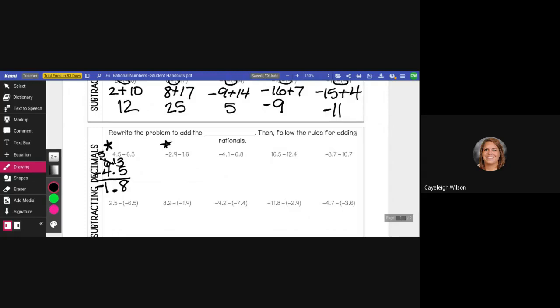I'm going to do this one now. So negative 2.9 minus 1.6. So it's a negative 2.9, and it's also a negative 1.6 because the minus sign means that number is negative. So those are both negative, so it's same sign, add and keep. So I'm going to add together 2.9 and 1.6. So 9 plus 6 is 15. 1 plus 2 is 3, and 3 plus 1 is 4. So same sign, add and keep the sign. So I'm going to keep the negative.